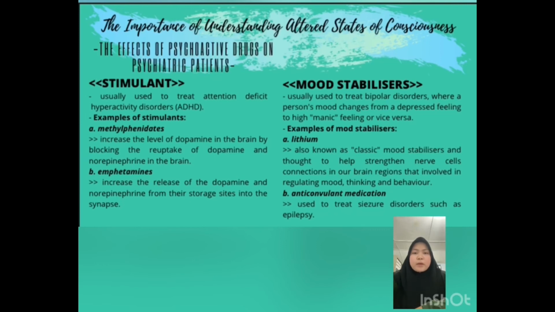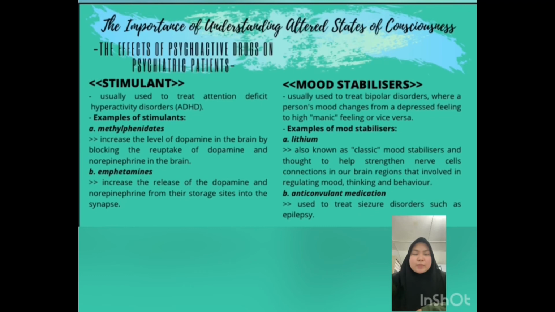So there are some examples of stimulants that are used to treat ADHD. There are methylphenidate and also amphetamine. Methylphenidate will help to increase the level of dopamine by blocking the reuptake of dopamine and also norepinephrine in our brain. As for amphetamine, it will help to increase the release of dopamine and also norepinephrine from their storage sites into the synapse.